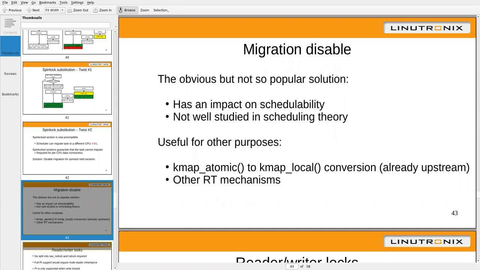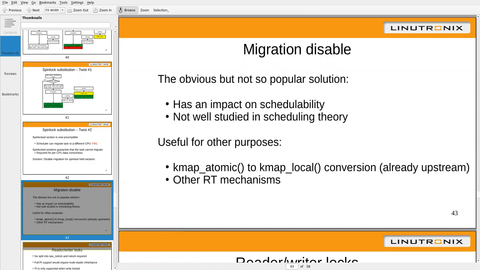It was the obvious solution, but it wasn't that popular because migration disable has an impact on schedulability, because the scheduler cannot decide to move the task around. And as I learned, it's not well studied in scheduling theory, but at some point they had to bite the bullet and actually get it upstream. It's useful for other purposes.